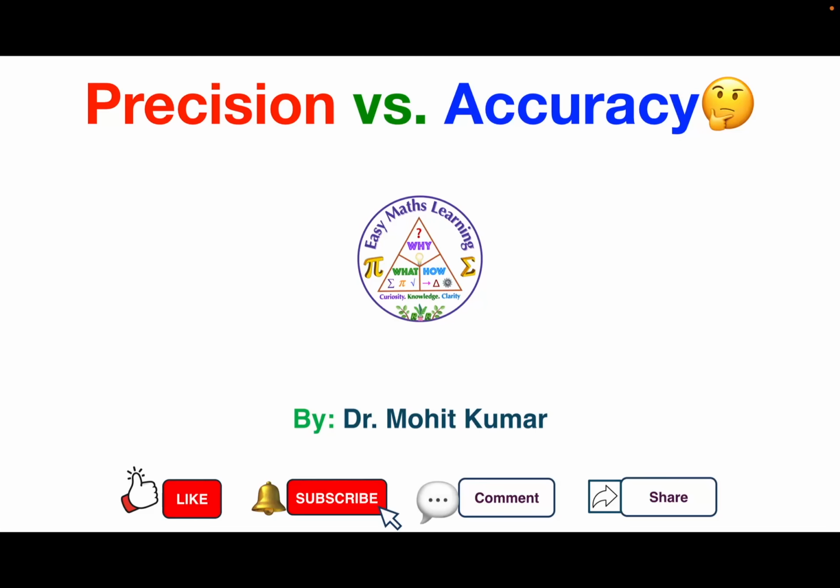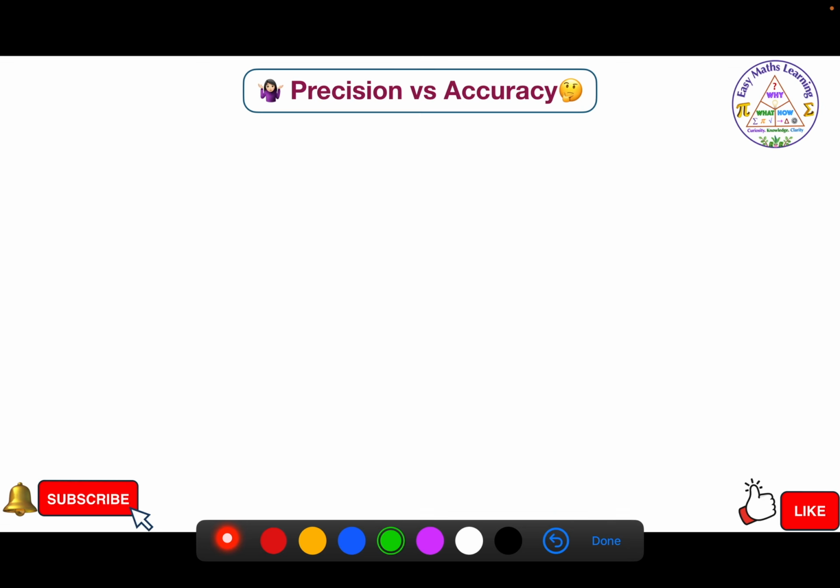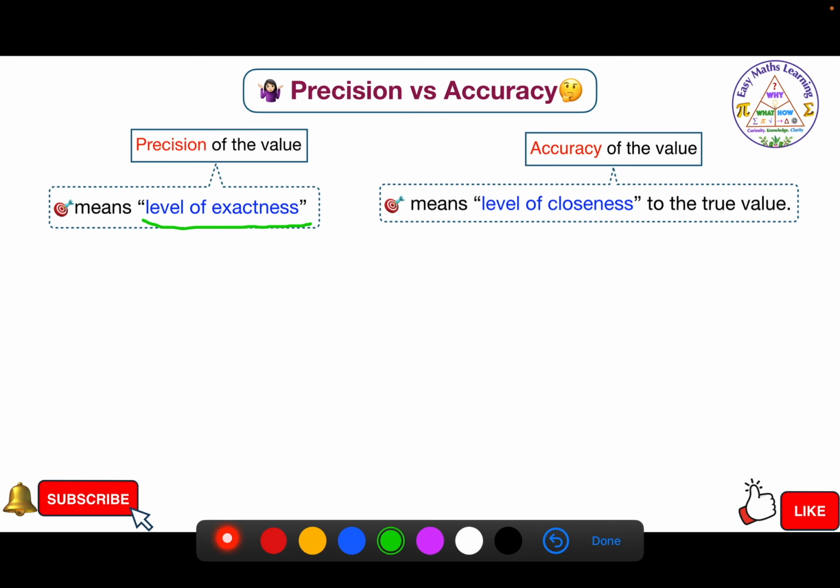Hello everyone, in this video we are going to discuss important concepts of numerical analysis, which are precision and accuracy of the approximation. Now let us understand the difference between precision and accuracy. Precision of the value means level of exactness, that is how finely or how consistently a value is represented. Accuracy means the level of closeness to the true value. More close means more accurate.